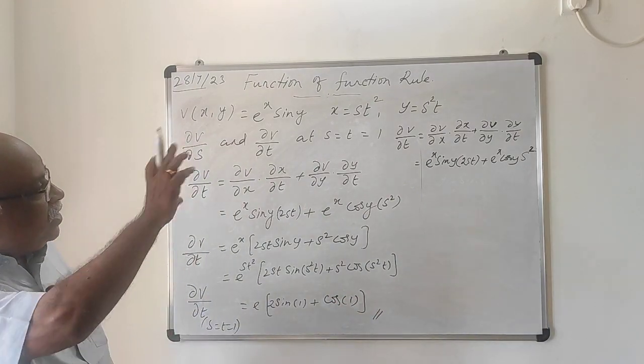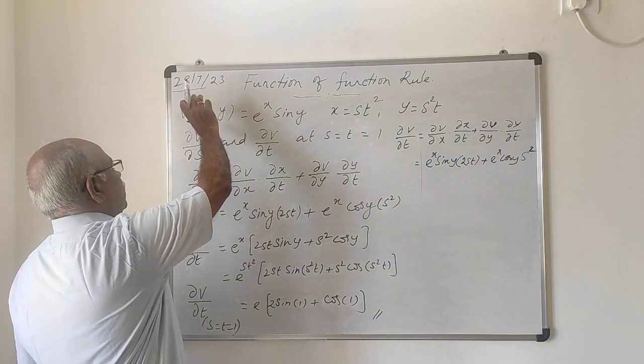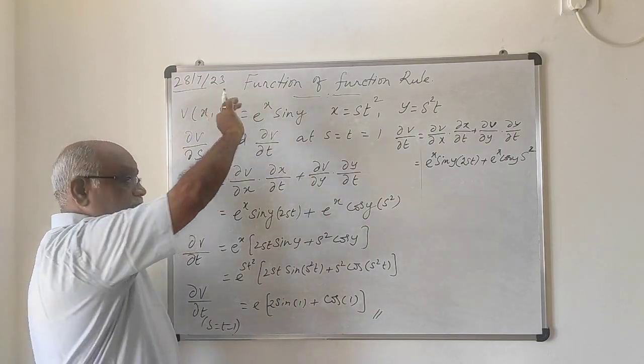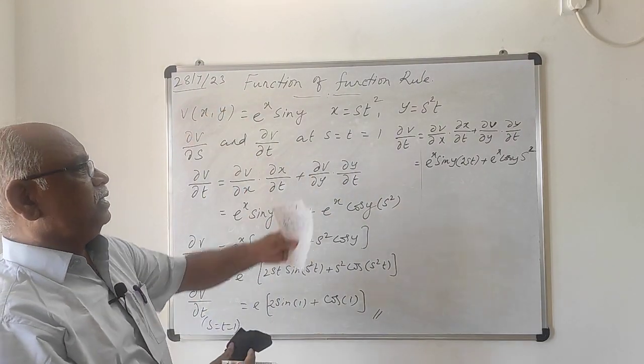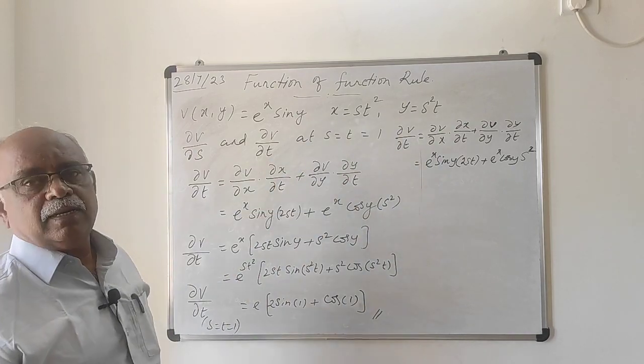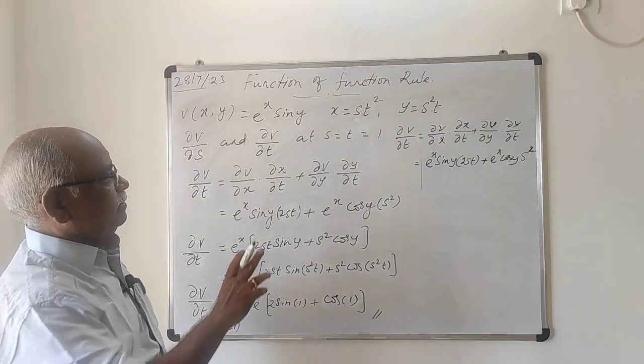See, function of a function rule. If a function has two variables and those variables are again functions of two variables, in this case, this is the result. So I explained both the cases.